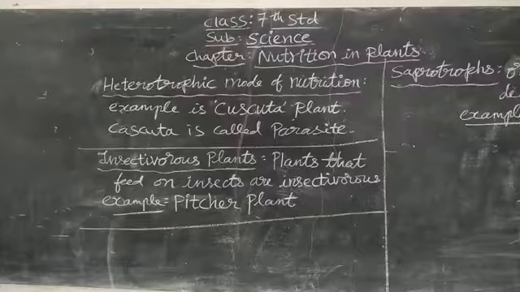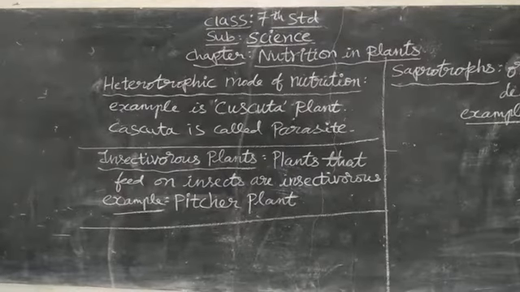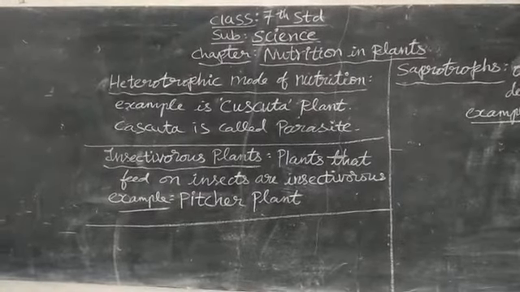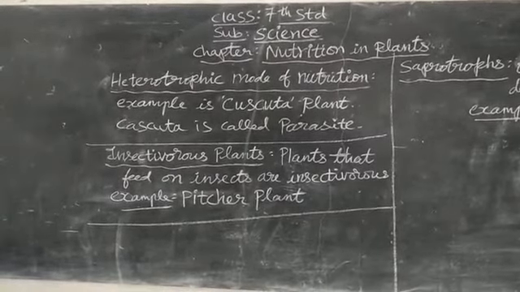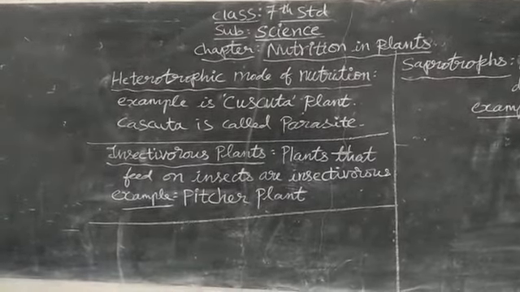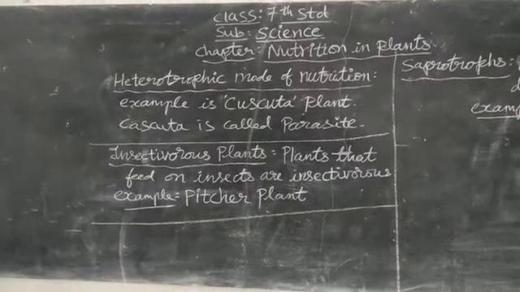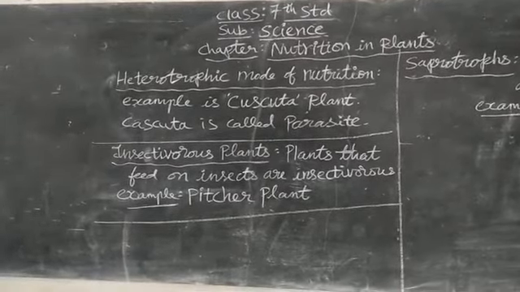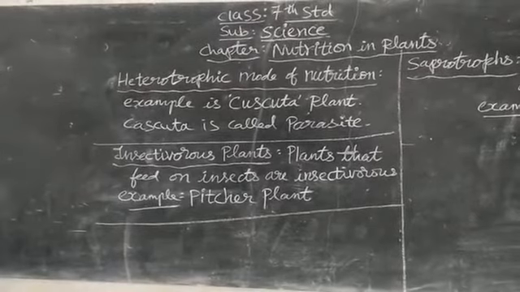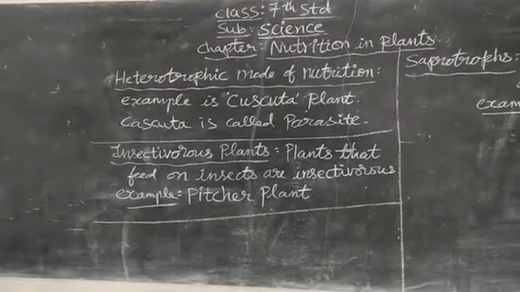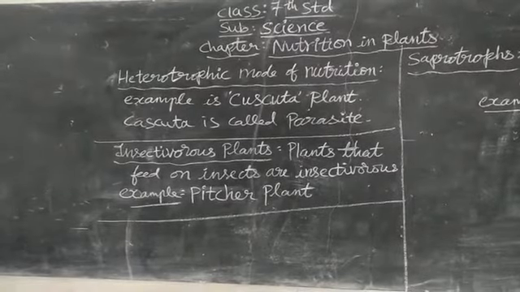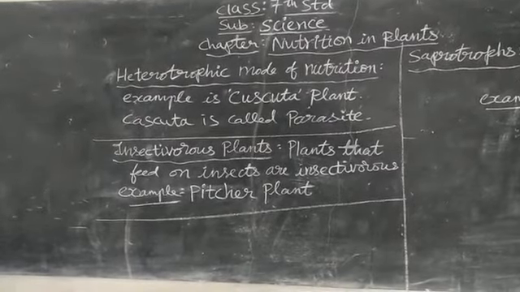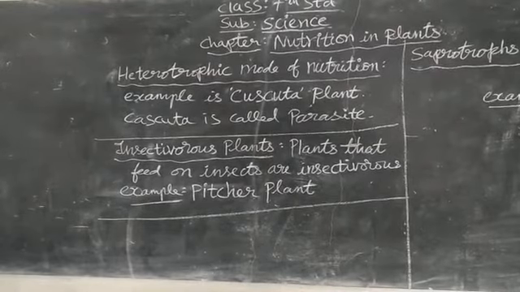That is heterotrophic mode of nutrition. See, heterotrophic means there are some plants which do not have chlorophyll. So they cannot prepare their own food. They depend on other plants for food. Such plants are called heterotrophic. They depend for food on other plants. Example is Cuscuta. This Cuscuta plant depends on another plant for food.